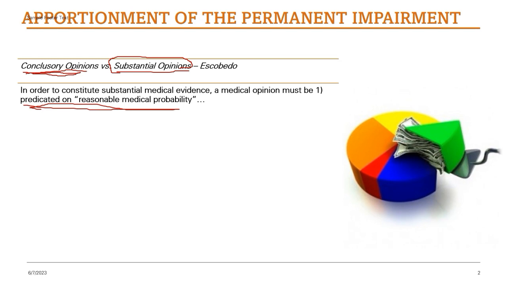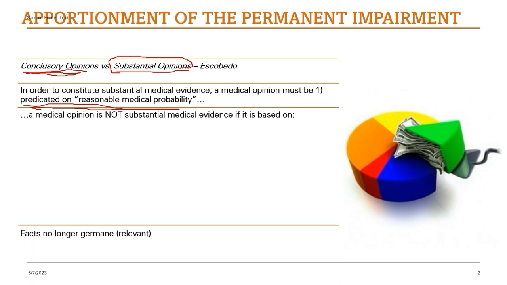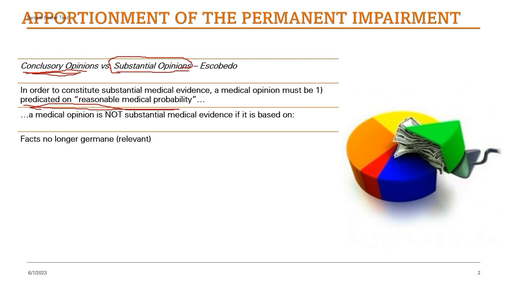Now, reasonable medical probability means that the opinion is 51% or greater likelihood of being correct. So if your opinion is not 51% or greater likelihood of being correct, don't say it and don't use those particular apportionment approximate percentages. And then Escobedo goes on to tell us that a medical opinion is not substantial medical evidence if it's based on, number one, facts no longer germane. And I like to use the word relevant versus the word germane. And we're going to repeat the word relevant in a couple minutes.